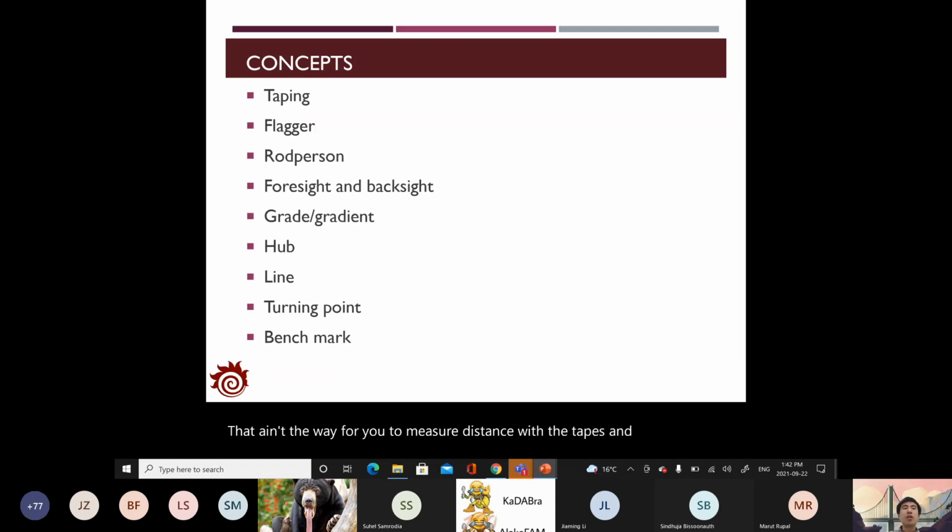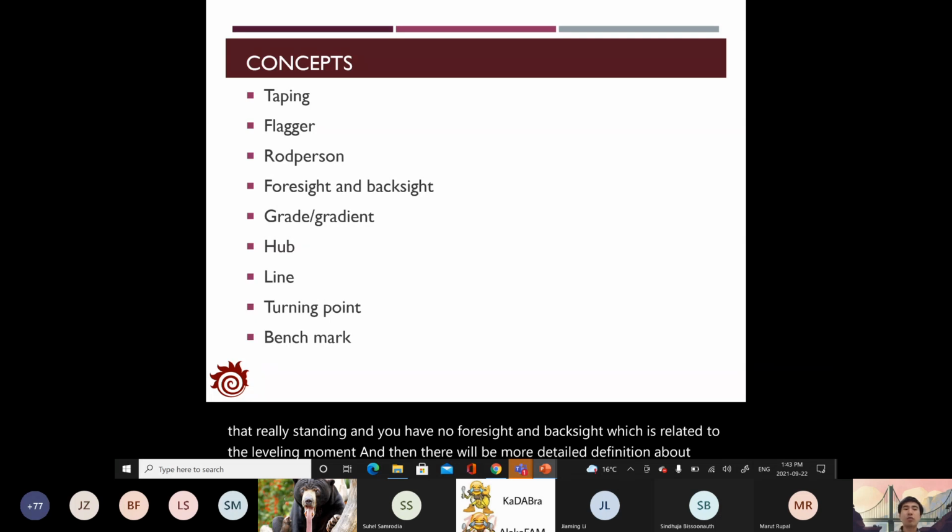You also have someone called the flagger, which usually indicates one person who holds the flag and identifies a mark for you to measure the distance. And you have the rod person. This will usually be applied for leveling measurement and also for traverse measurement, which will be the experiment you're going to do in the future. The rod person holds the rod for you to measure the distance from your current location to where they are standing. And you have the foresight and backsight, which are related to the leveling measurement. There will be a more detailed definition of them later.